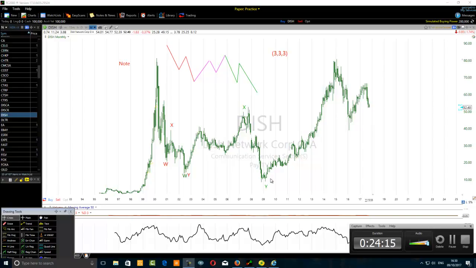All right. So I'll give an example of zigzag pattern. WXY. Zigzag, X flat correction; X zigzag; or flat correction, X flat correction; or X a triangle, or zigzag, X a triangle. So those are different types of WXY.